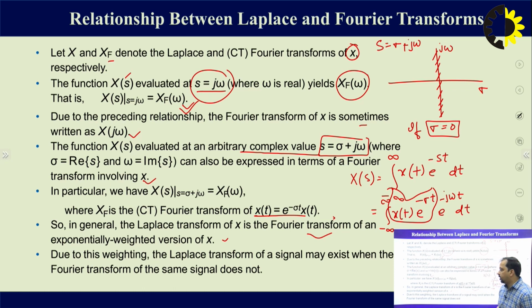This is quite important. Due to this weighting, the Laplace transform of a signal may exist when the Fourier transform of the same signal does not exist. That means the Laplace transform is a more generalized form of transform. So that's why we are going to study it. These are some motivations behind the Laplace transform.